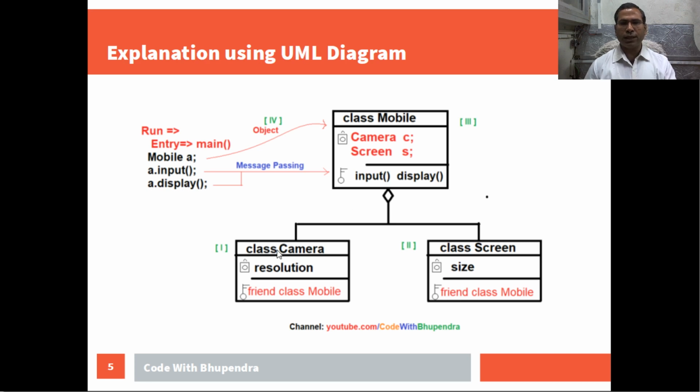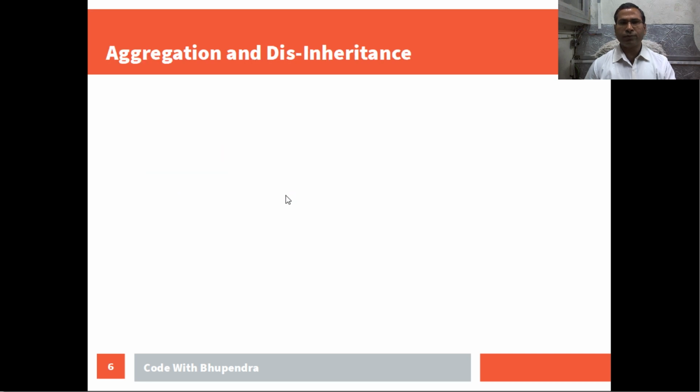First we have created class camera having the property resolution, and we have declared mobile as a friend. Similarly, we have designed class screen with property size, and again we have defined mobile as a friend. Finally, we have created class mobile having two members, camera C and screen S, and public functions input and display. Inside the main program, we have created an object A of type mobile, and we have performed message passing by calling the input and display functions. Now about aggregation and disinheritance.